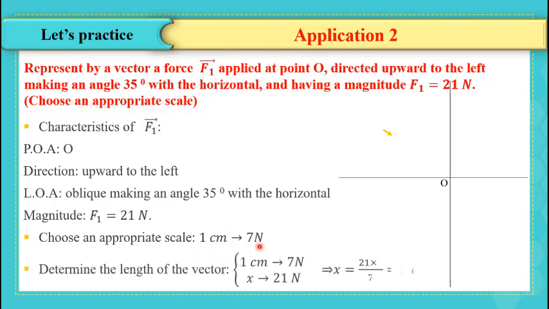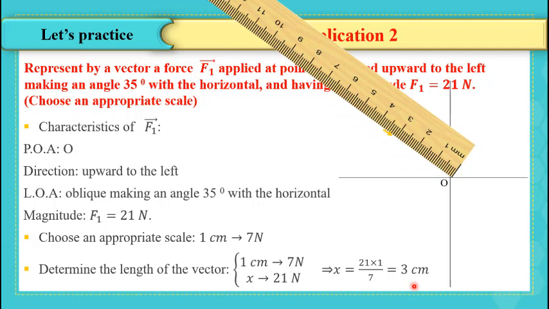Now I need to calculate the measure of the length of this vector. Since each 1 centimeter corresponds to 7 Newton, what is the measure of the length of the vector which corresponds to 21 Newton, which is the magnitude of this force? Applying the cross multiplication rule gives us that the measure of the length of this vector is x equal 21 times 1 divided by 7, which gives us 3 centimeter. Now, holding a ruler, we can measure the length of the vector to be 3 centimeter. This is the 3 centimeter. I will draw the vector till this point.